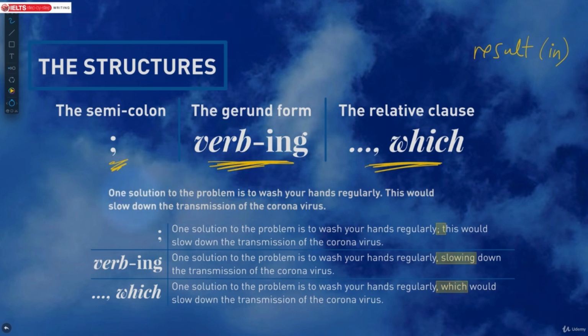Okay, so let's have a look at this example sentence. One solution to the problem is to wash your hands regularly. Full stop. This would slow down the transmission of the coronavirus.